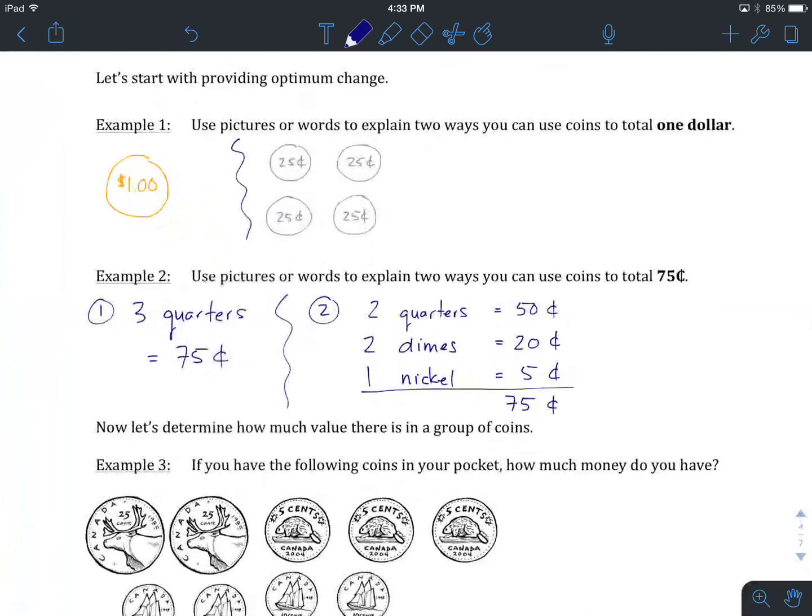As I said, there's lots of different ways that you can tally this up. One of the optimum ways, certainly the first one is the most efficient, but secondary ways are also possible. And there'll be a little bit of a difference.